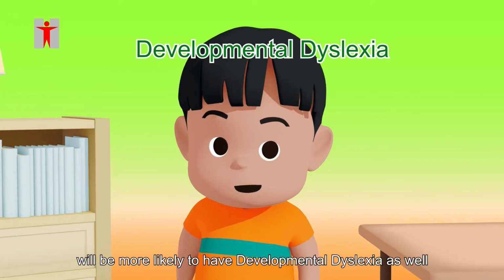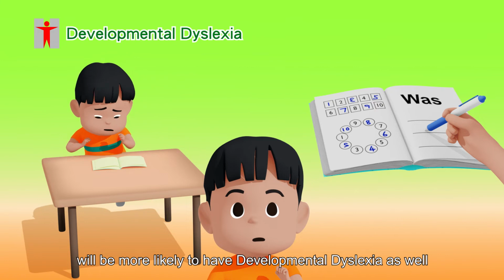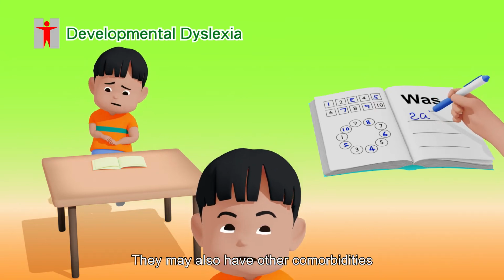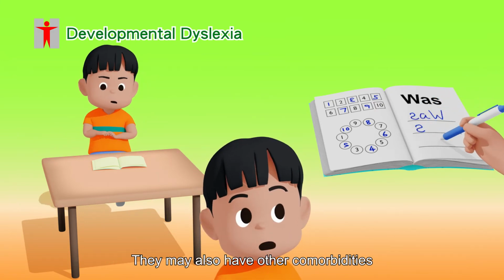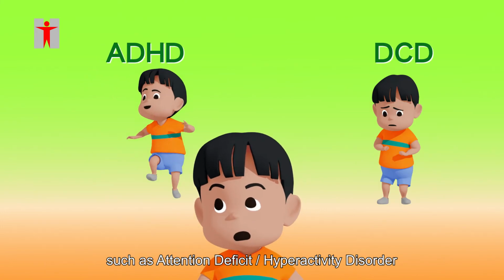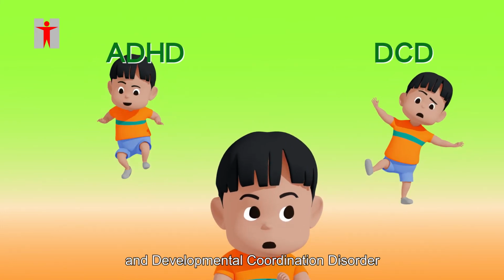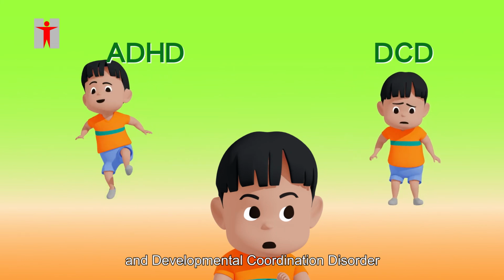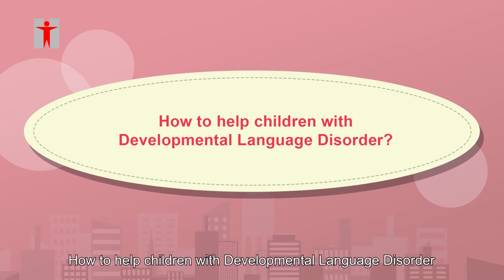Children with DLD will be more likely to have developmental dyslexia as well. They may also have other comorbidities, such as attention deficit hyperactivity disorder and developmental coordination disorder. How to help children with developmental language disorder?